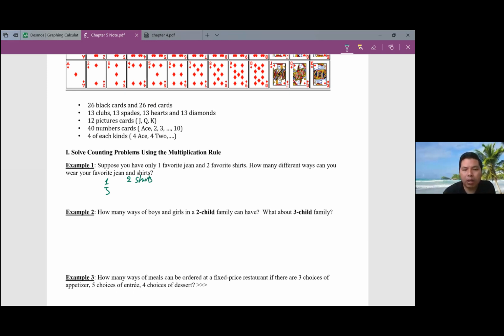How many ways can we wear them? Well, the only thing you can do is jeans and the first shirt, or jeans and the second shirt. So jeans together with shirt number 1, or jeans with shirt number 2. You only have 2 options.